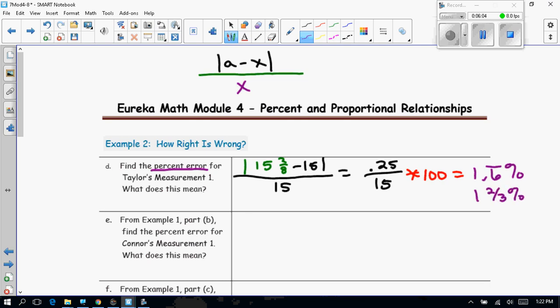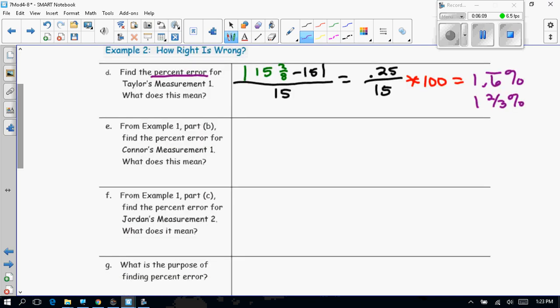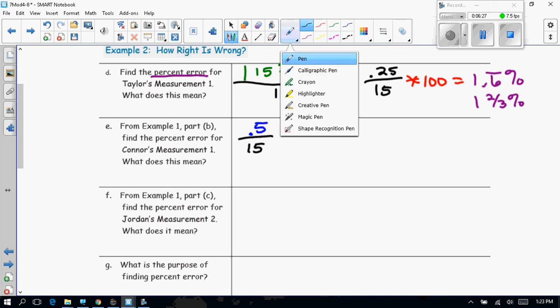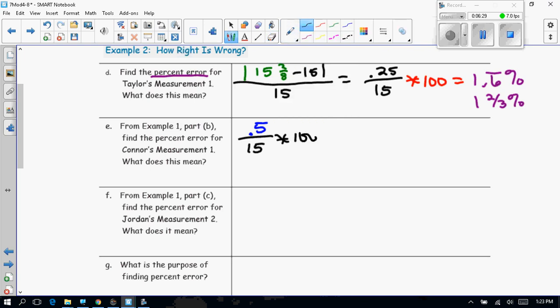So she was really pretty close, right? Her error wasn't too far off. Well, let's try the same thing with Connor's measurement. Again, we already have the measurement done. We did the math already on the other page. So we're just going to grab that answer from the other page, 0.5, and divide by the 15. Oh, I keep making this mistake, times 100. I'm just not used to doing that. Times 100, and I get an answer of 1 2/3% again, right?